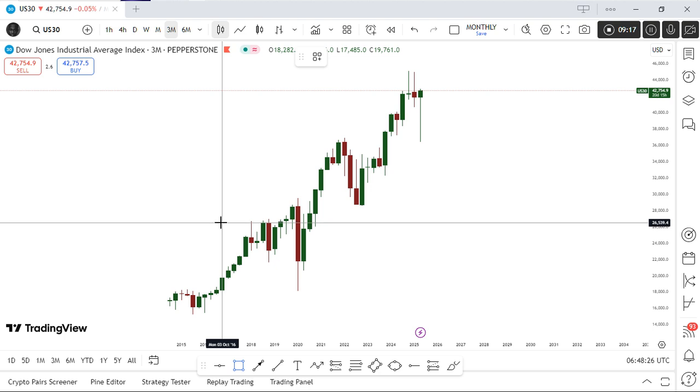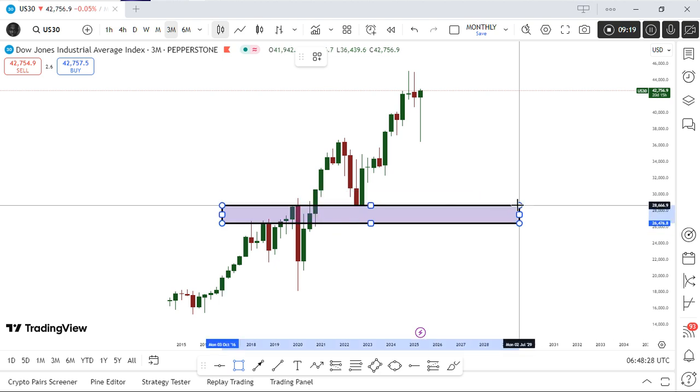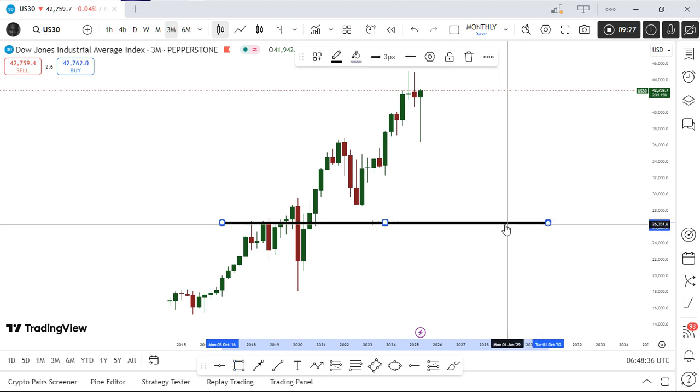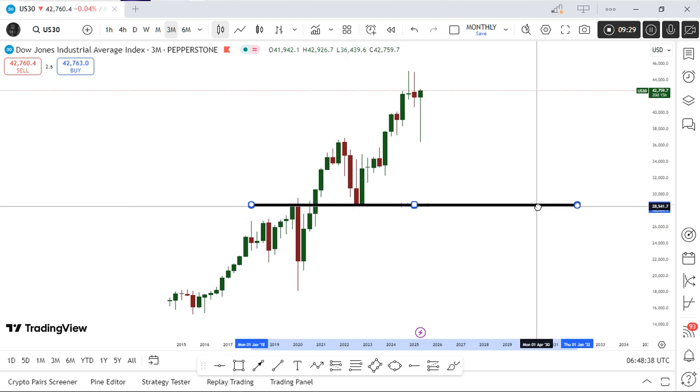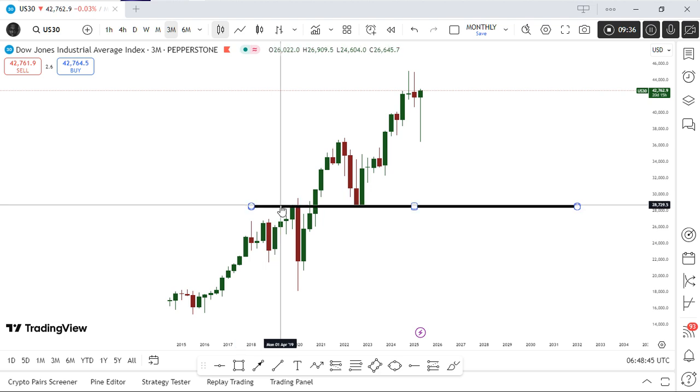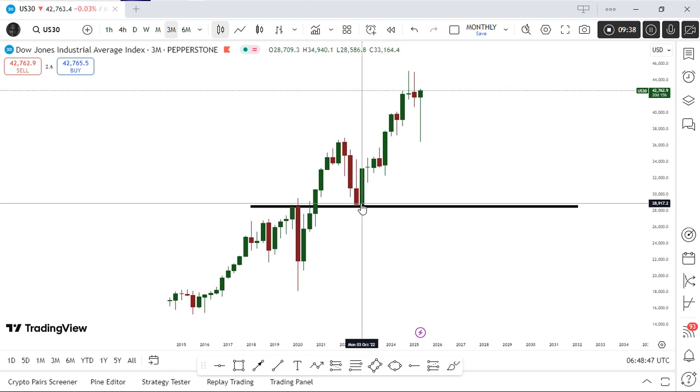Now there's a rejection here, there's a reaction here. Actually, that was not the place I wanted to pick. I'll have to drag this to this point. This is what I was talking about. Yes, exactly. So this is an area of rejection. We can see that the market reacted here. It's reacted here in the future.